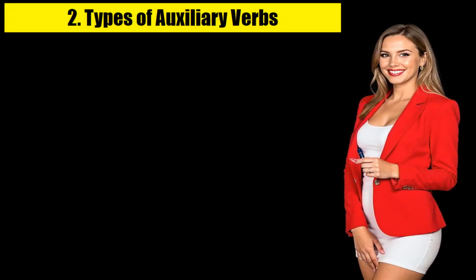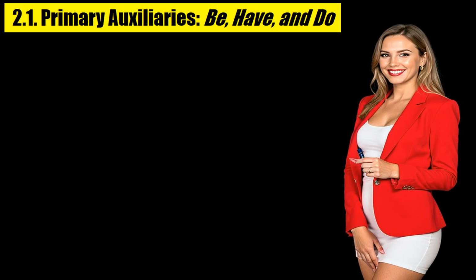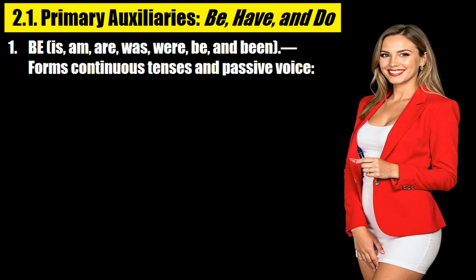2. Types of auxiliary verbs. We can divide auxiliary verbs into 3 main types. 1. Primary auxiliaries. 2. Modal auxiliaries. And 3. Semi-modals. Let's break them down one by one. 2.1. Primary auxiliaries. Be, have, and do. These are the big 3 of English grammar.